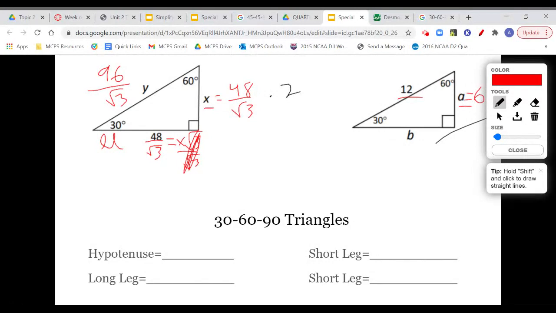Now I have the short side, and I know how to find the length of the long side from the short side. That's just the short side times the square root of 3. And thus I found that the three sides of this triangle are length 6, 6 root 3, and 12.